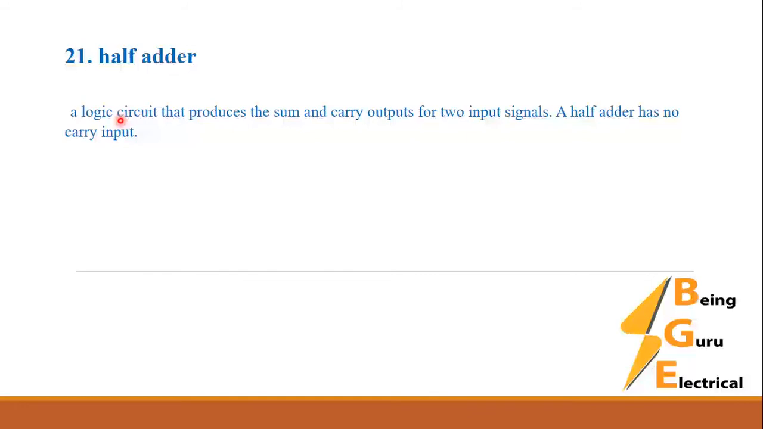In 21 we have half adder, a logic circuit that produces the sum and carry output for two input signals. In the half adder we have two inputs and the outputs are the sum and the carry. And for the half adder we don't have any carry input.